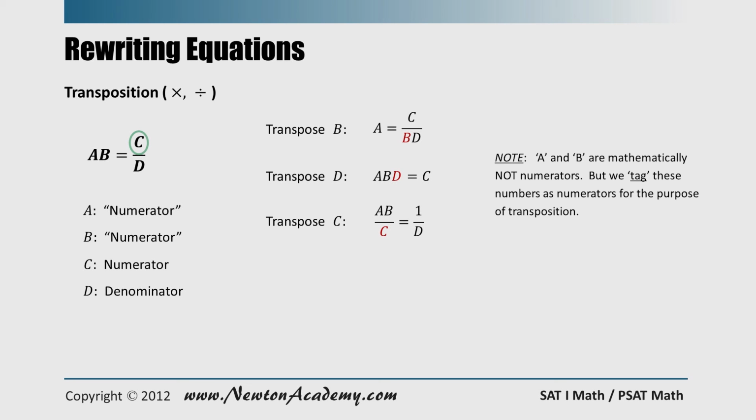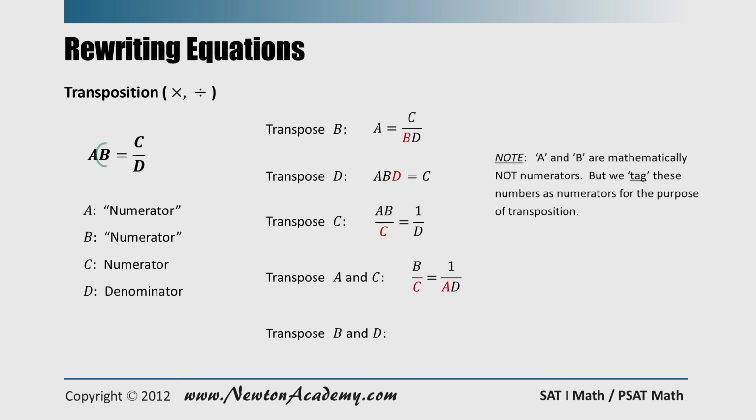Well, the real benefit of using the transposition technique comes in when you have to transpose more than one entity across the equation. Let's transpose A and C. Since A is a numerator, after you transpose it to the right, it becomes a denominator. And since C is also a numerator, after transposition to the left, it becomes a denominator. So B over C equals 1 over AD.